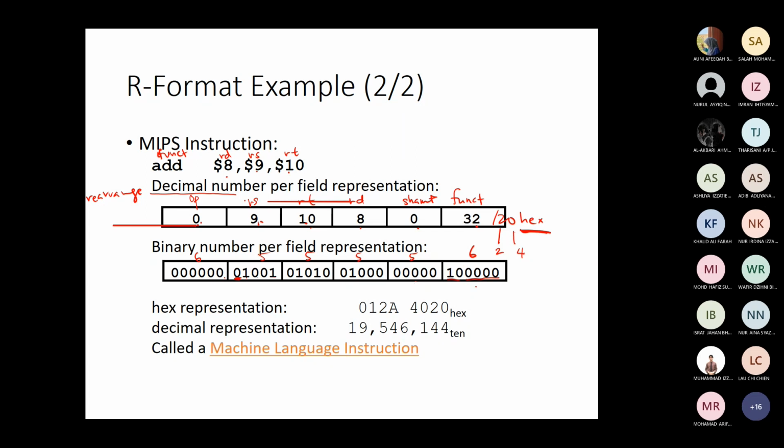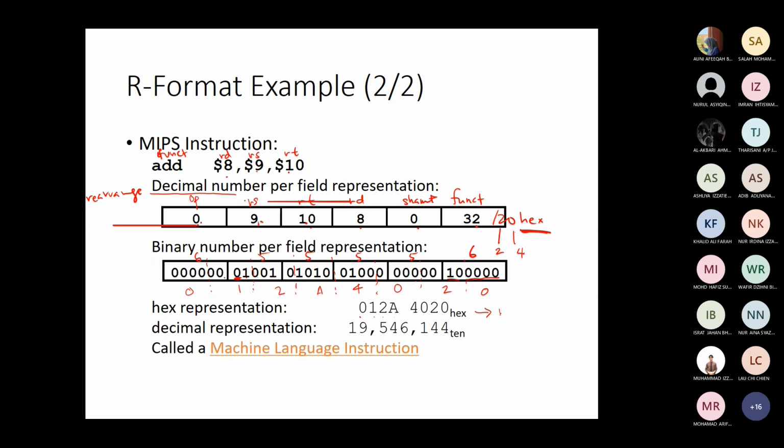Okay, you combine all. Divide it into 4 bits like this, like this, like this. So you need to combine it later on. What will you get is this is 0, this is 1, this is 0010 is 2, 1010 is A, 0100 is 4, this is 0, this is 2, this is 0. So when you combine later on, you will get 012A 4020.